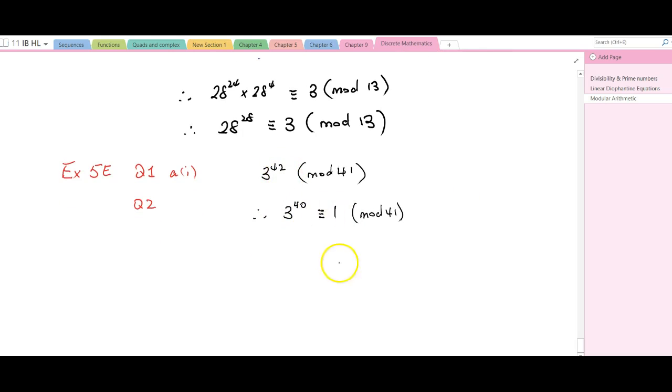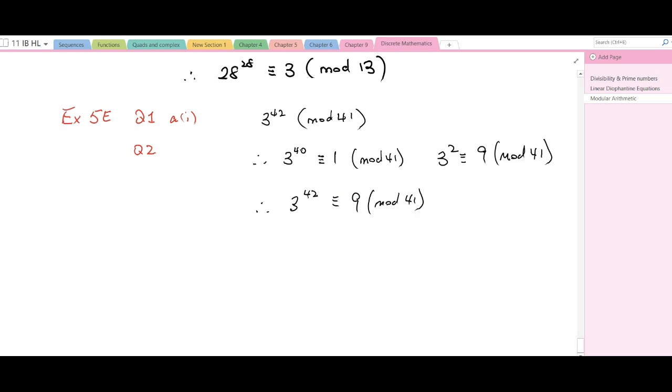All right, now I've just got to get 3, I need a 3 squared. Well, 3 squared is equal to, in mod 41, 9 in mod 41. So therefore, I multiply 3 to the 40 by 3 to the 2, and I get 3 to the 42, and that's going to be equal to 9 in mod 41. I'll tell you what, let's do another one. That looked a bit too easy. Let's do C part 1, say.